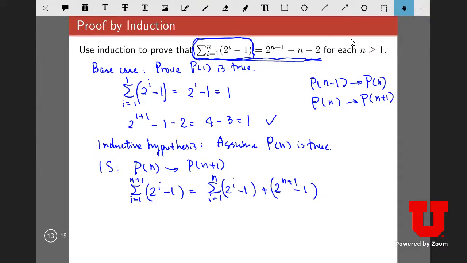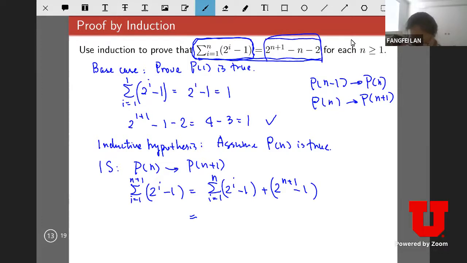Yeah. Okay, so what do we do now? I think substitute the sum from i equals 1 to n with the formula. Yep, exactly. That's exactly what you do. You substitute this part in because we already assumed that this statement is true for Pn. So we get 2 to the n plus 1 minus n minus 2 plus 2 to the n plus 1 minus 1, right?